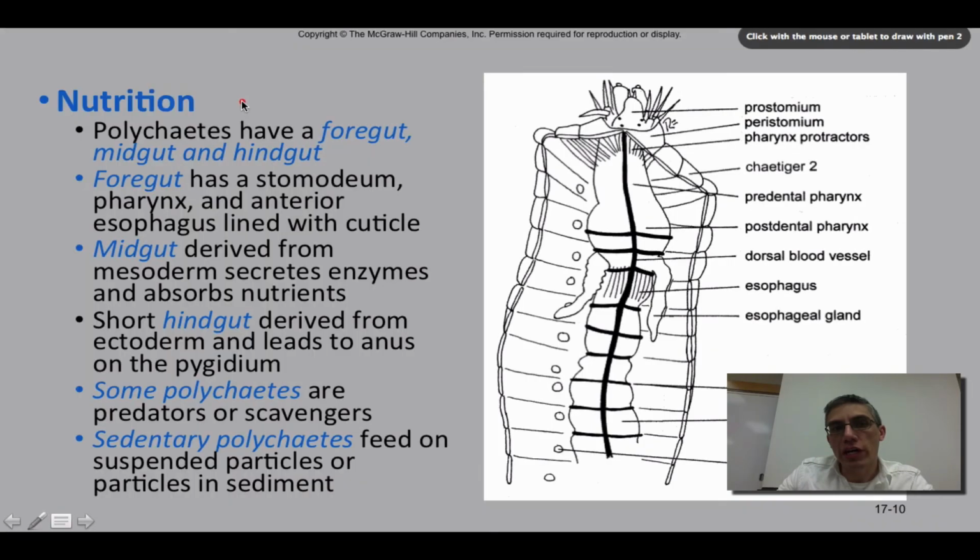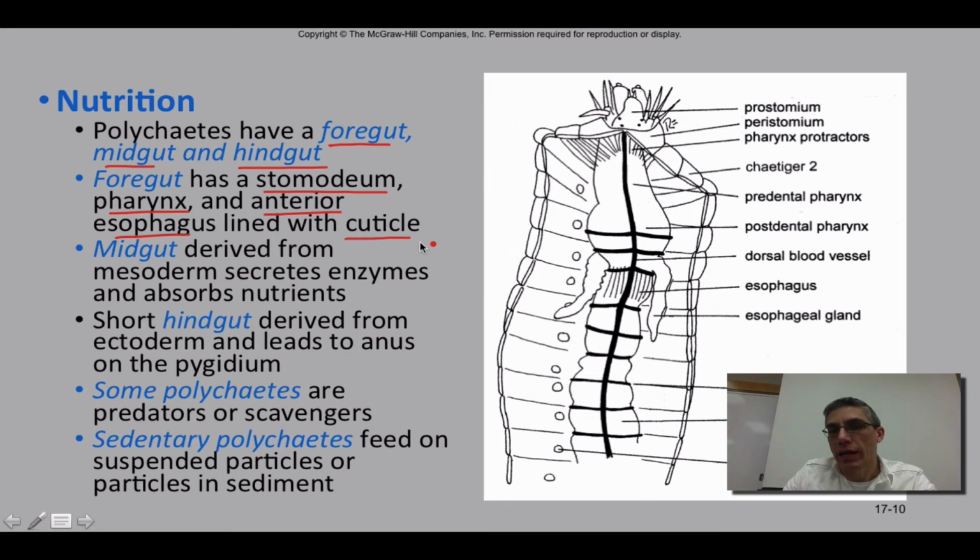So when you look at the digestive system of a polychaete, you're going to find they have what we call a foregut, a midgut, and a hindgut, which basically is describing the gut tube as it passes throughout the animal. So of course, fore is going to be the beginning, probably about a third of the animal. The midgut is going to be the middle point, and of course the hindgut is going to be the very end of the animal. Now the foregut has what we call a stomodeum, and it's also going to have a pharynx. It's also going to have an anterior esophagus, and this esophagus is going to be lined with a cuticle.